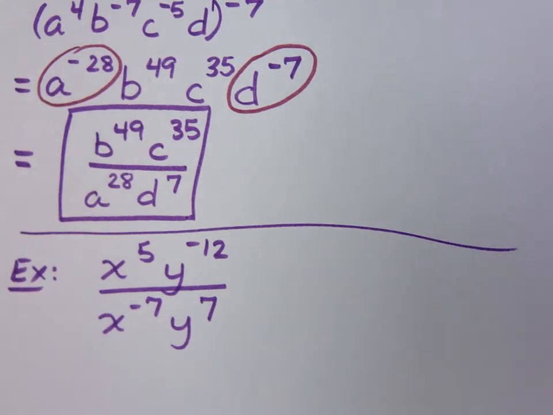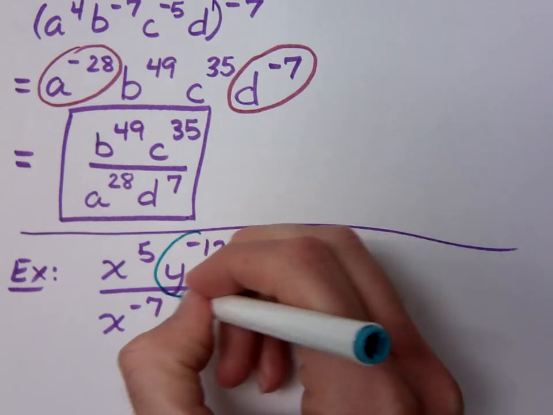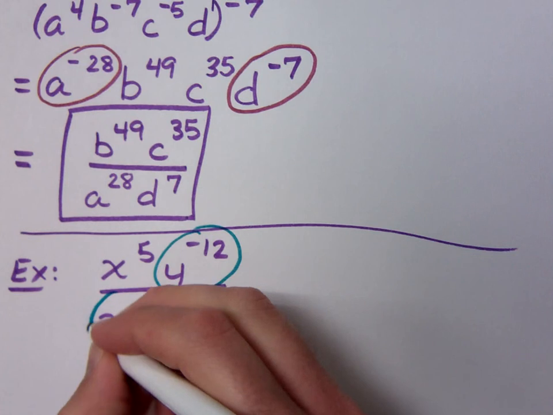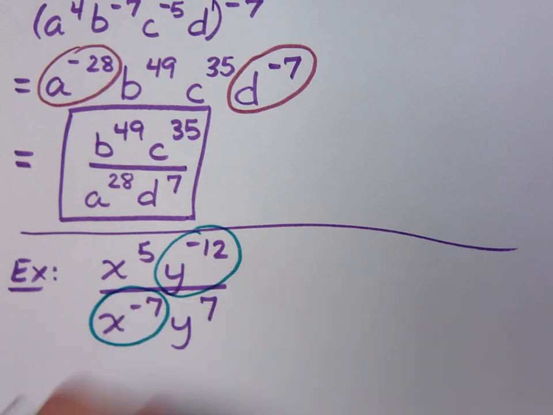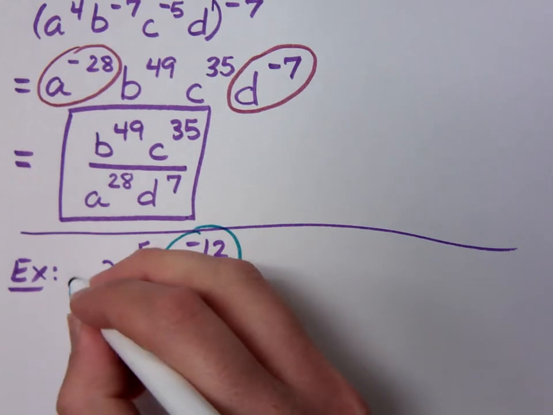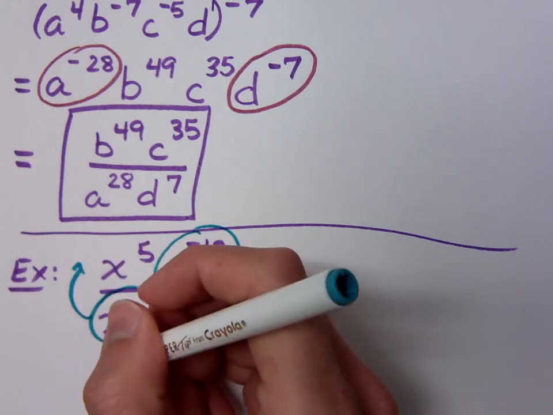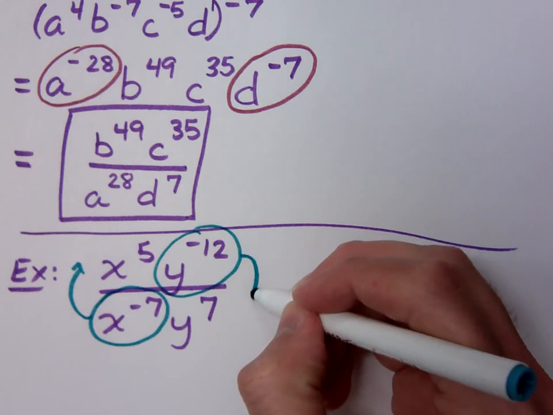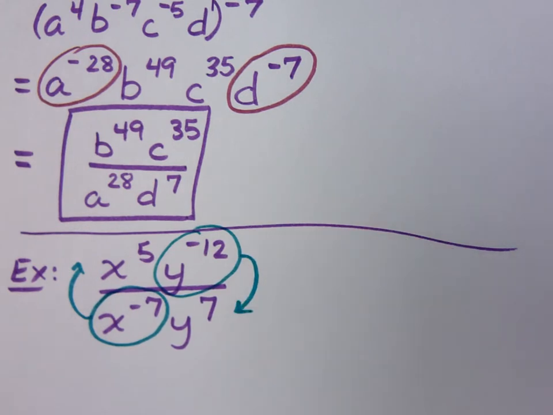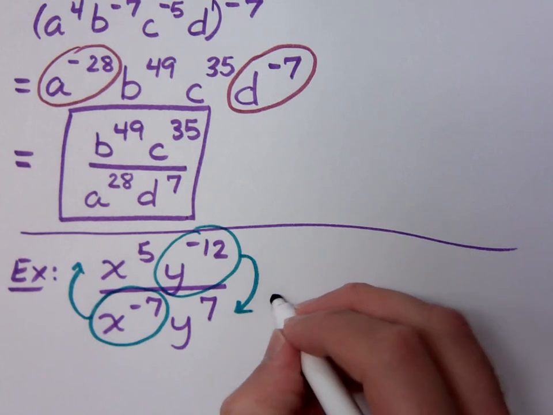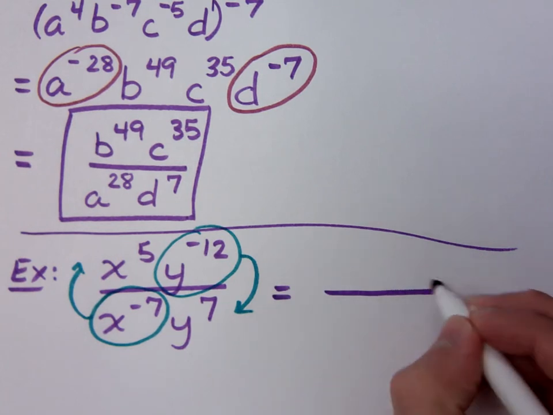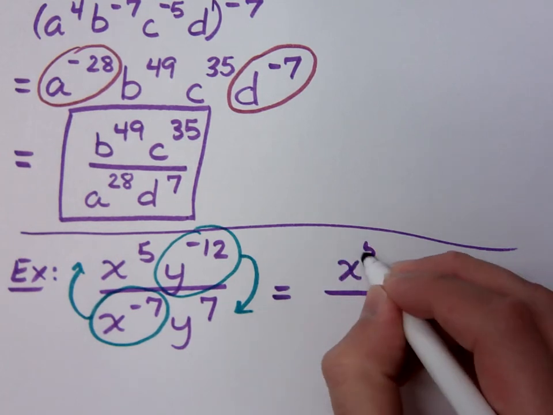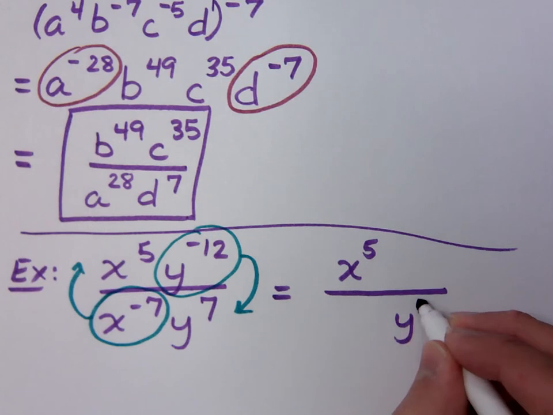So my issue comes right here and right here because of the negative exponents. So how can I rewrite this expression? Move x to the negative 7 to the top and just make it x to the 7. And then move y to the negative 12 to the bottom, which will make it y to the 12. Before I move anything, I still have x to the positive 5th and y to the positive 7th, right?